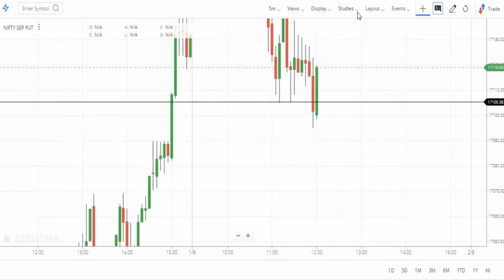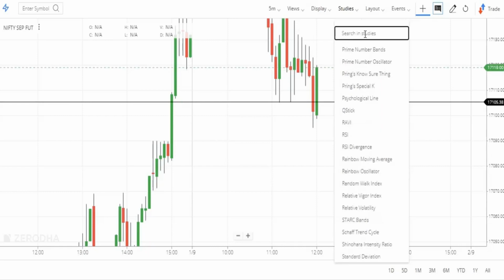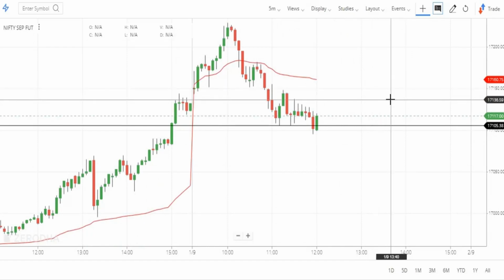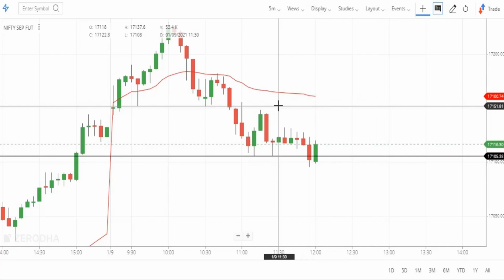This was RSI. So we will understand VWAP now. What is VWAP? VWAP is basically volume weighted average price.